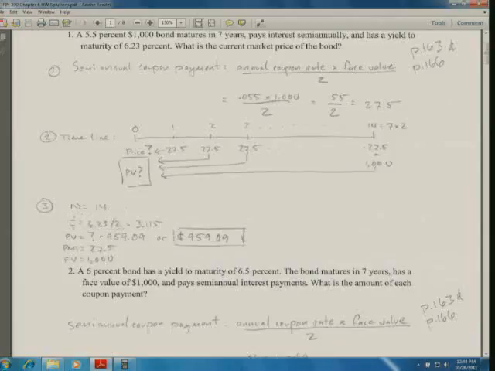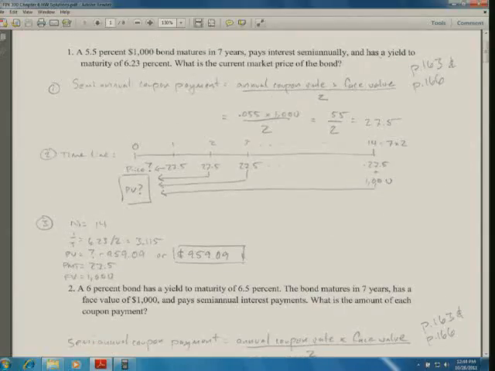The other thing that will get us is the interest rate here. Okay, what we're going to use for our discount rate is yield to maturity. With bonds, yield to maturity is our discount rate.